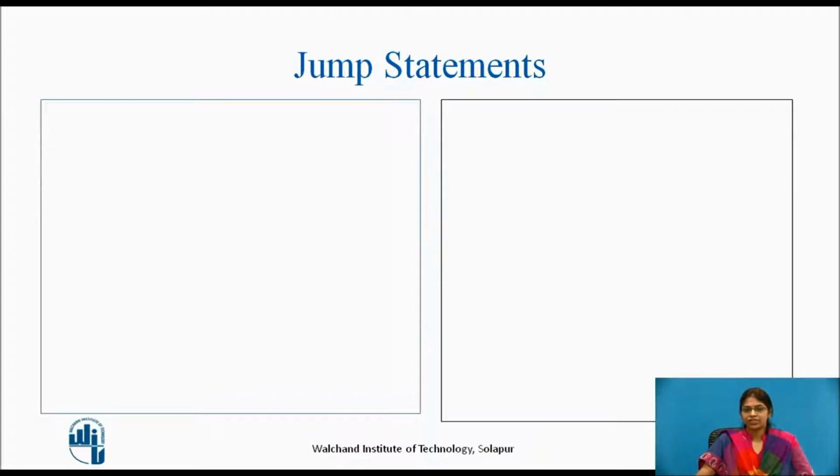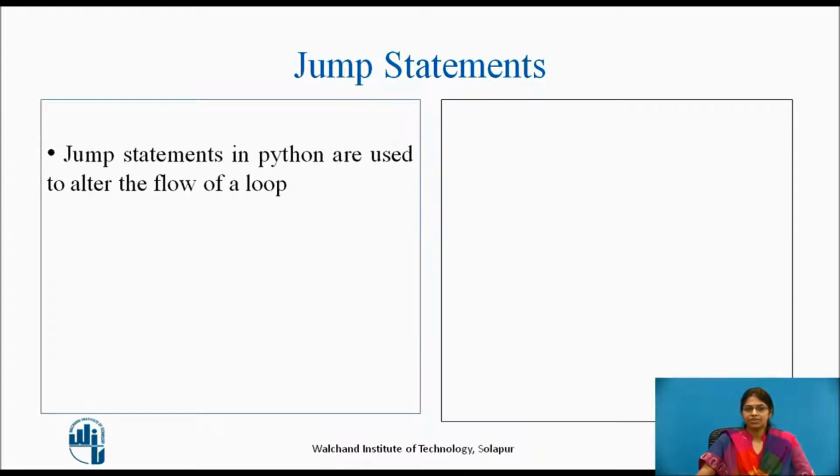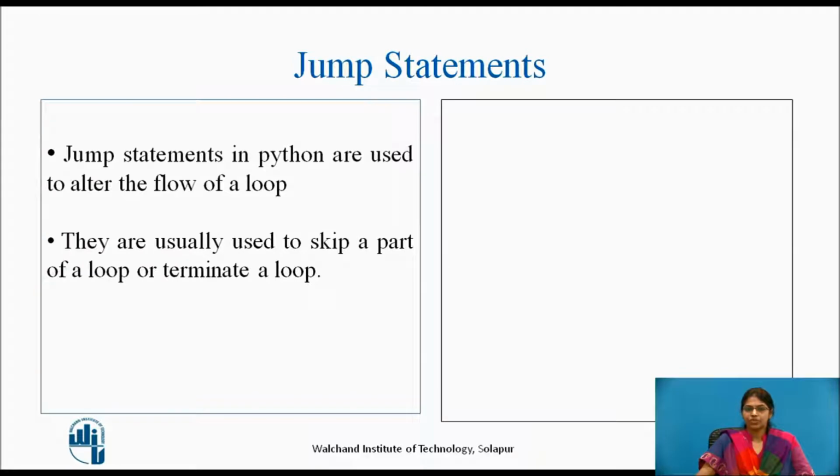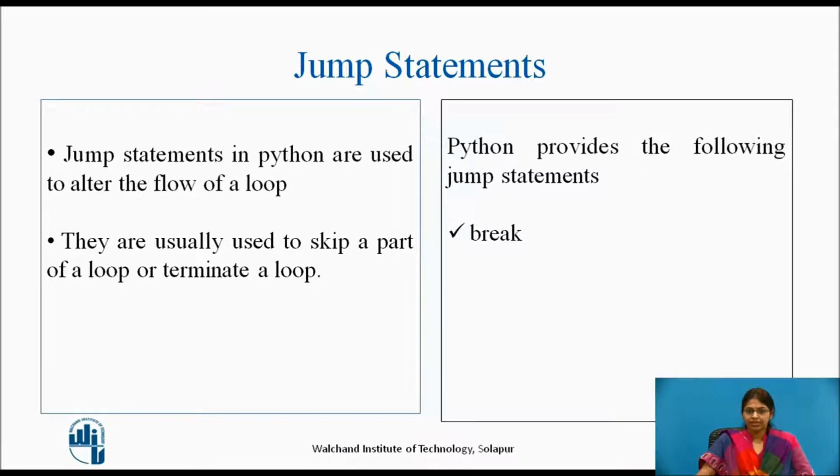Let us see what jump statements are. Jump statements in Python are used to alter the flow of a loop. They are usually used to skip a part of a loop or terminate a loop. Python provides the following jump statements: break, continue, and pass. In this video lecture, we are going to focus on two of the jump statements, break and continue. Pass will be seen in our next video lecture.